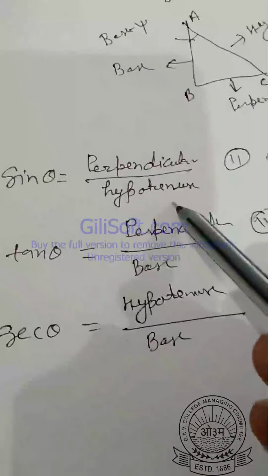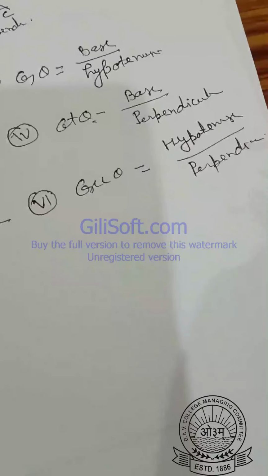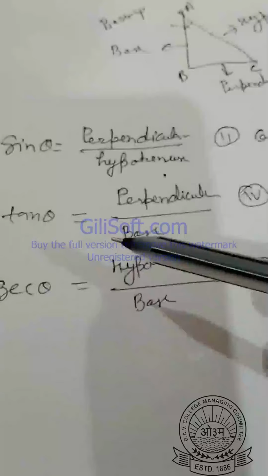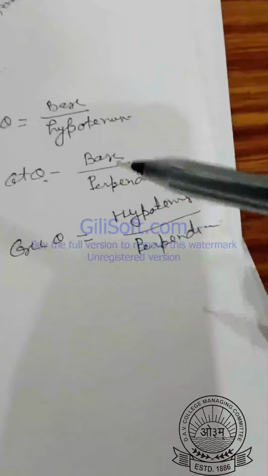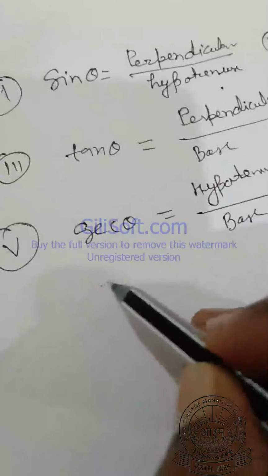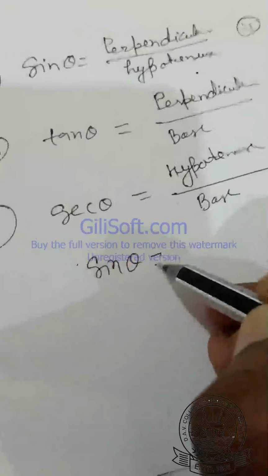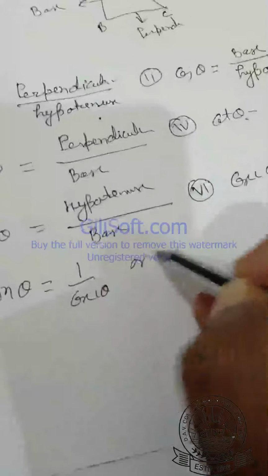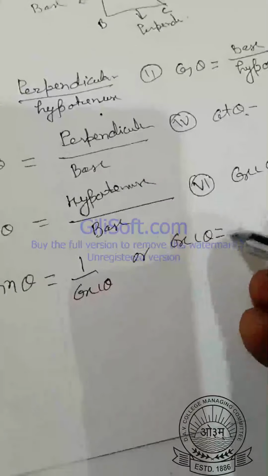Okay, you can see that sin theta is perpendicular by hypotenuse and cosec theta is equal to hypotenuse by perpendicular. Here cos theta is equal to base by hypotenuse and sec theta is hypotenuse by base. Tan theta is equal to perpendicular by base and cot theta is base by perpendicular. So you can make a conclusion that sin theta is equal to 1 by cosec theta or cosec theta is equal to 1 by sin theta.